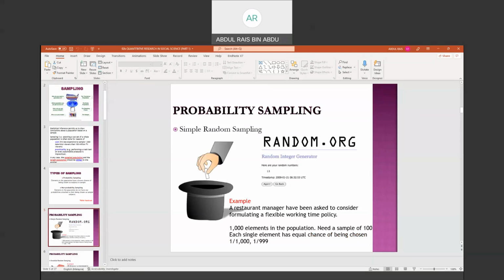For example, a restaurant manager has been asked to consider formulating a flexible working time policy. There are 1,000 elements in the population, and you need a sample of 100. So dia ada 1,000 staff, tapi dia perlu 100 staff dia dalam survey dia. So maknanya 1,000 chance of 100 times for someone to be selected.